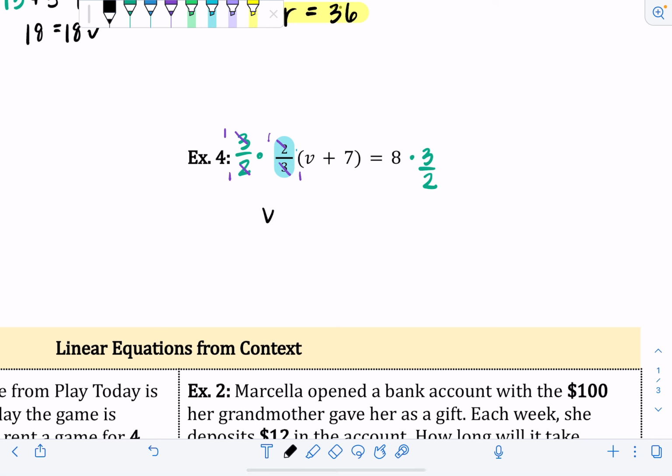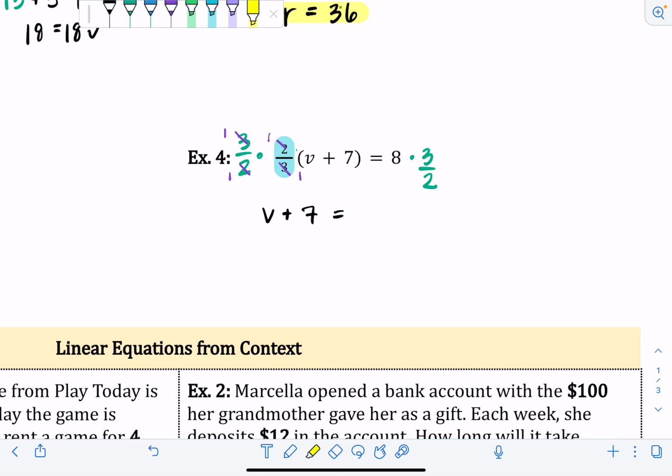We can just write v plus 7. And yes, there are parentheses there, but if this is just a 1 out in front, that doesn't actually change anything. So now I can actually drop the parentheses also, and it frees up the v plus 7. Anytime you have a fraction and you multiply by its reciprocal, it cancels itself out, and it'll free up what you have inside the parentheses.